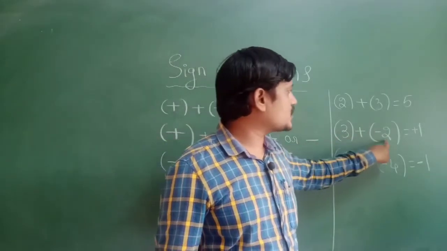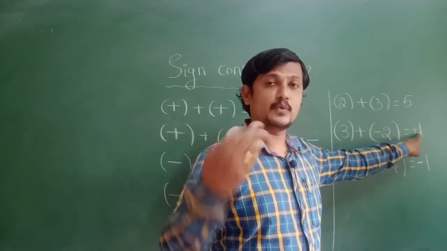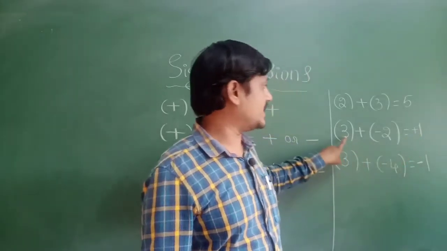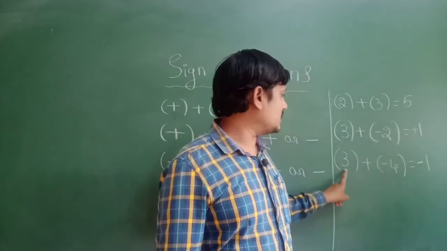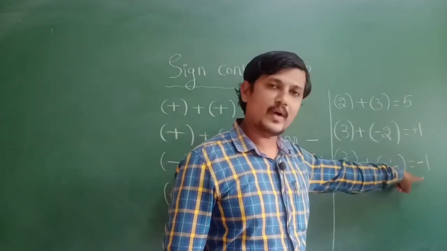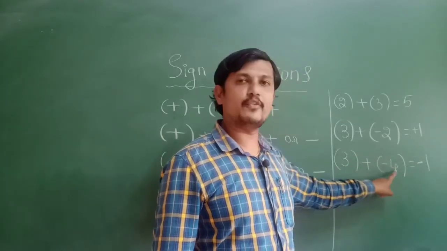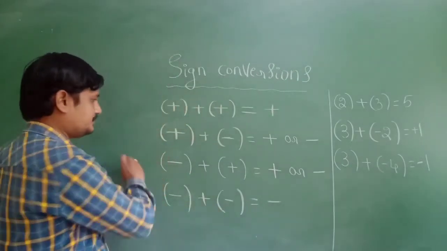Okay, 3 minus 2 is 1, then whether it is positive or negative depends upon the bigger number. Which is the bigger one here? 3. Therefore what is the sign here? Plus. In this case, 3 minus 4, 1, which is the bigger one? 4. What is the sign of the 4 here? Minus, therefore minus 1.